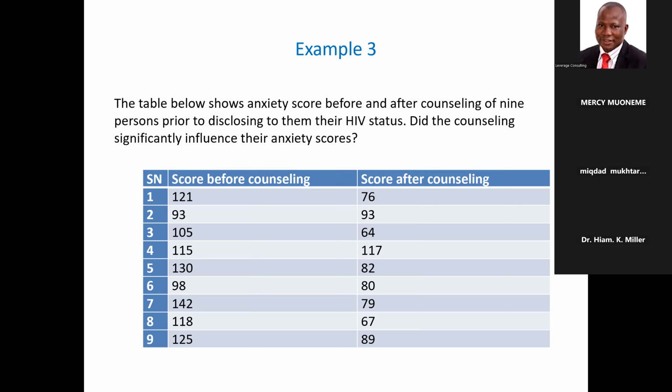You see, if you scan through, before counseling, on average they are higher. After counseling, on average they are lower. But look at person number 4. The score is higher after counseling. So it doesn't have to be lower for everyone, it can go whichever way.